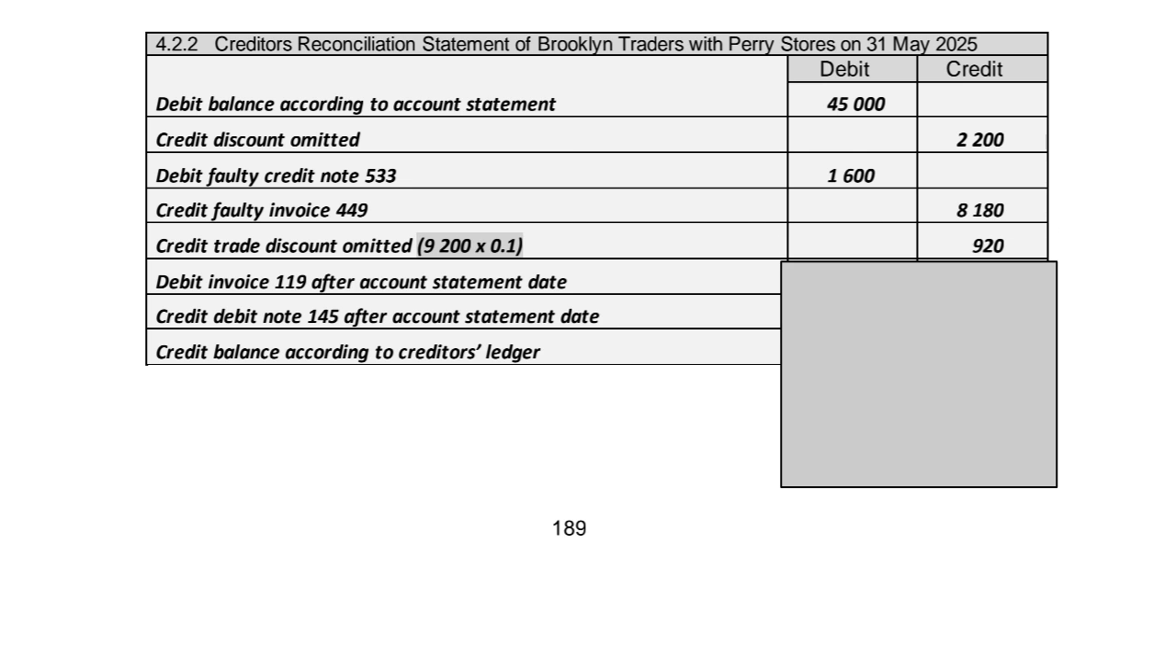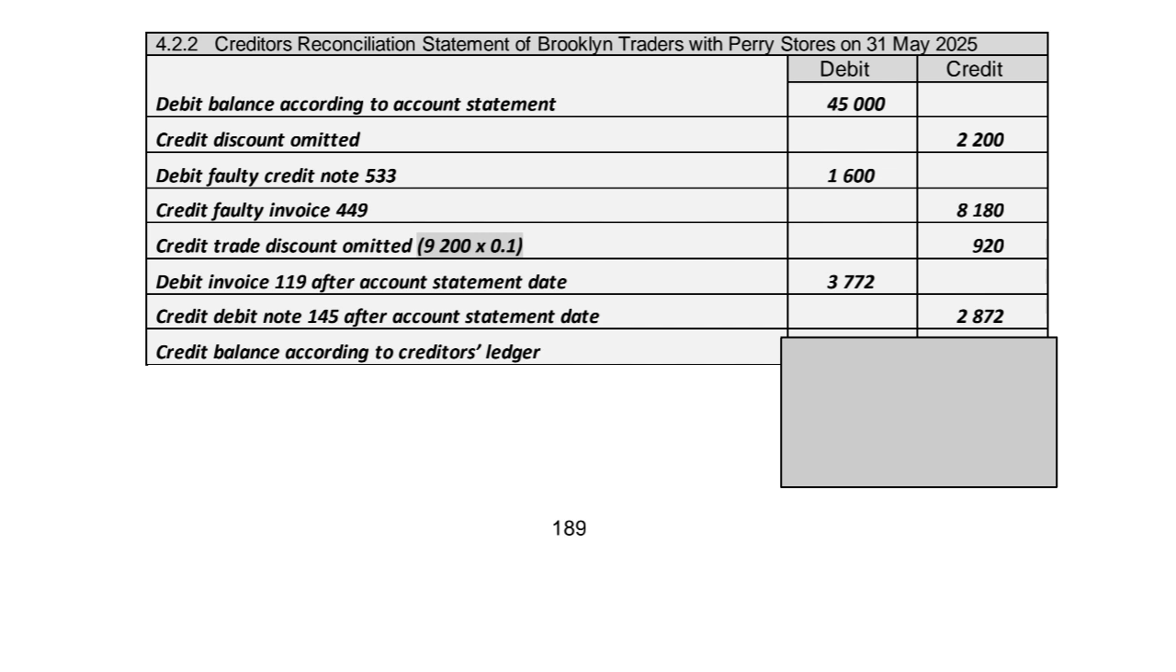And then after comparing the creditor's statement to the creditor's ledger, after statement date, the following errors were detected. We're going to debit invoice 119 after the account statement date. So invoice 119 is 3,772, and we're also going to credit the debit note of 145 after the account statement date. So in the credit column, credit note 145 amounts to 2,872 in the credit column.